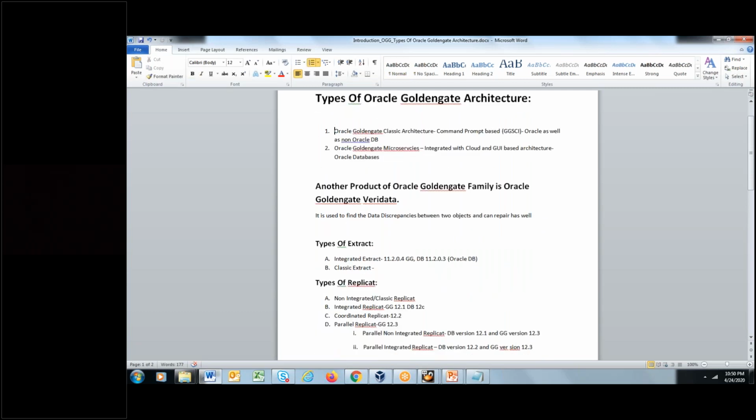There are two types of architecture available. I again repeat: classic architecture and microservices architecture. Classic architecture is the traditional, command prompt based architecture, which is GGSCI. Microservices architecture is the latest architecture, launched keeping GoldenGate integration with cloud applications in mind, and it is GUI based. During the session, we'll talk about classic architecture. Types of extract: integrated extract and classic extract. Types of replicate: non-integrated or classic replicate, integrated replicate, coordinated replicate, and parallel replicate.